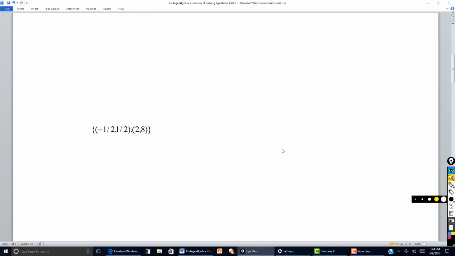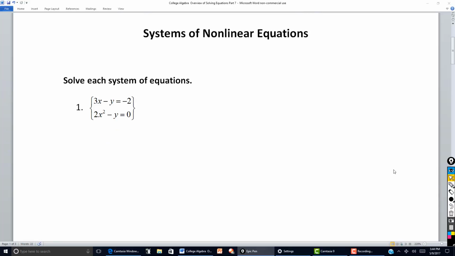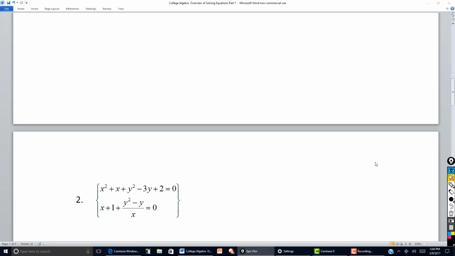And of course, you can always go back and check the equations by plugging in the values that you got for x and for y, and it should give you the numbers on the right side. That's one way to check it. Okay.